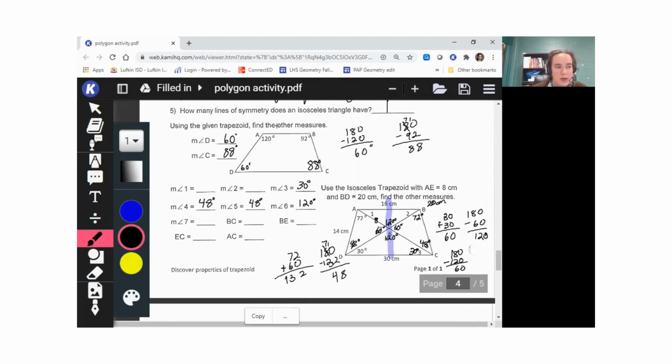Okay, that leaves us with angle 1 and angle 2. So remember that these lines are parallel, and we have a transversal here, and alternate interior angles are congruent. So angle 1 and angle 2 are both 30 degrees.